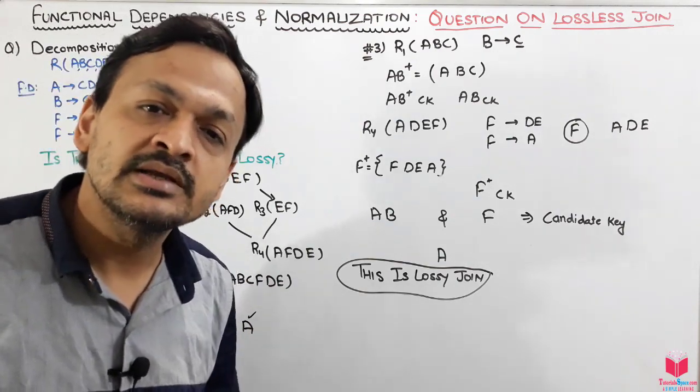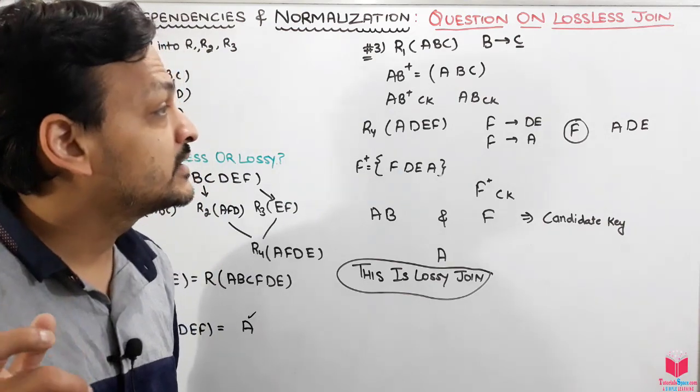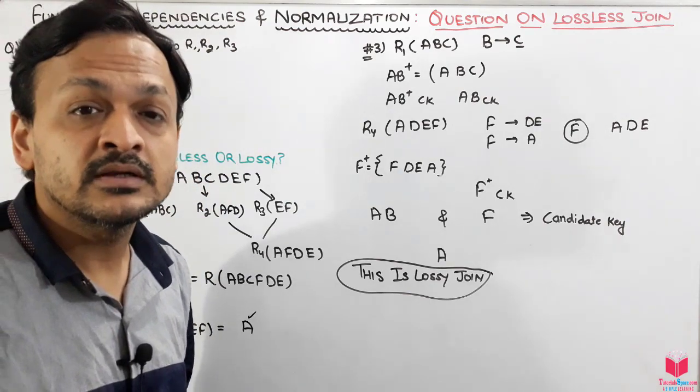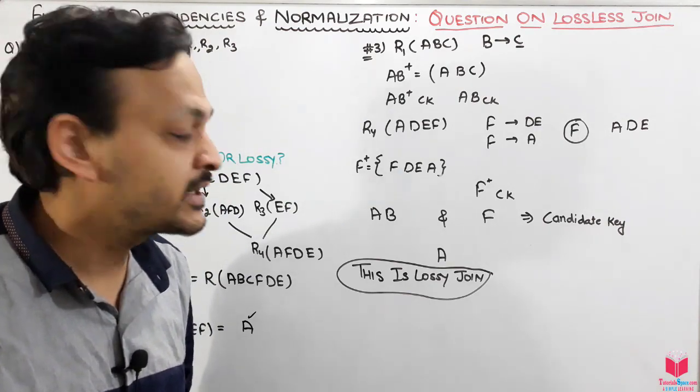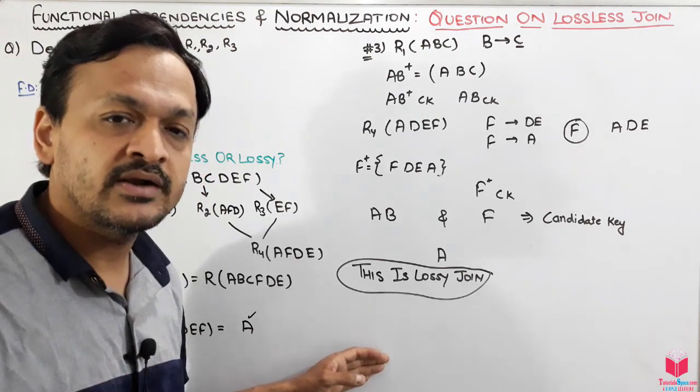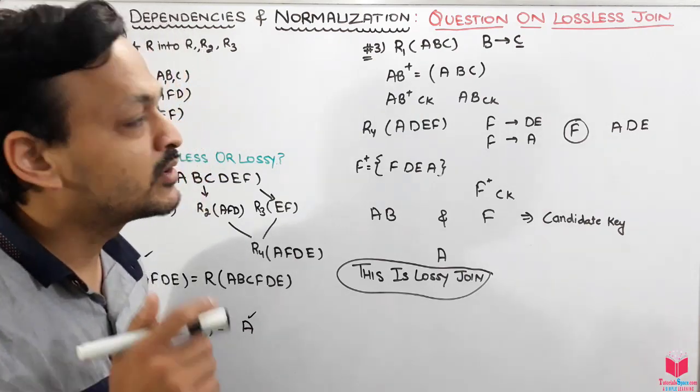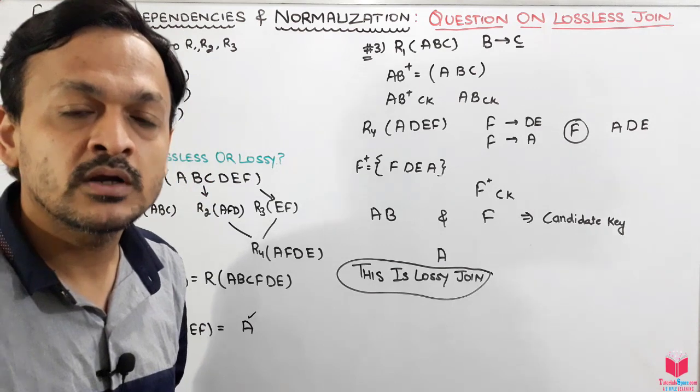In the next session we will discuss the second property, the dependency preservation property. So we will discuss that and find out more things about this. Then we will go for BCNF, that is Boyce-Codd normal form.